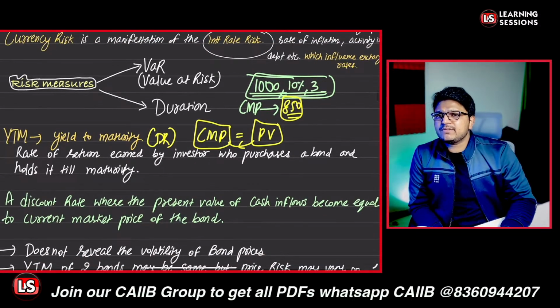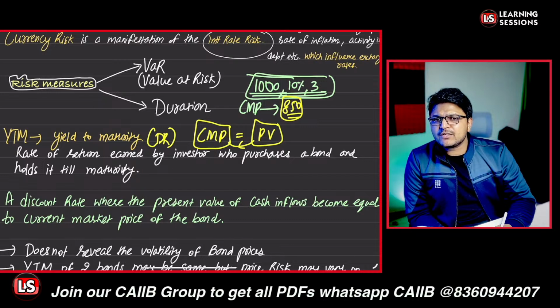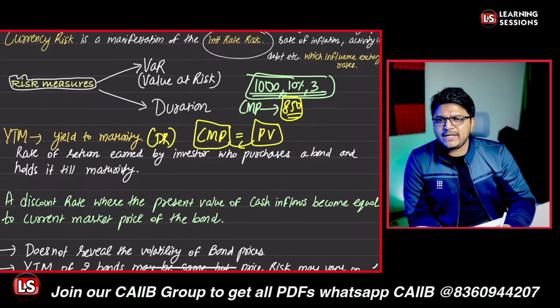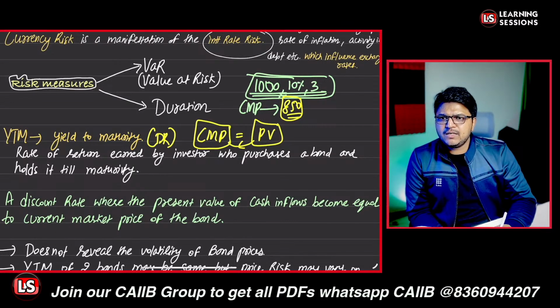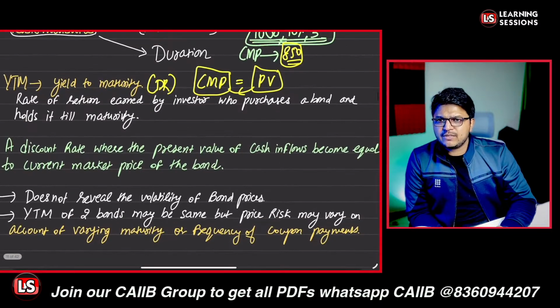Or we can simply say it is the rate of return that will be earned by the investor who purchases the bond and holds it till the maturity. That is also said to be the YTM, that is yield to maturity, right? So that is a definition related to it.